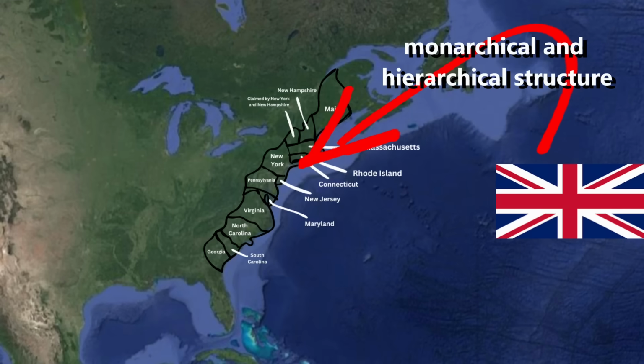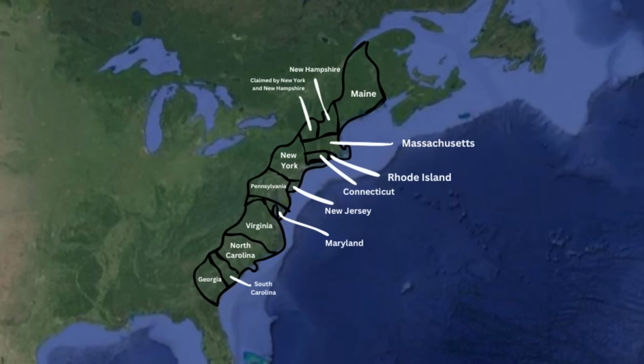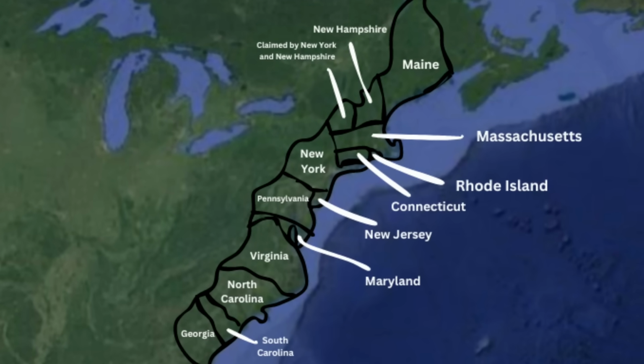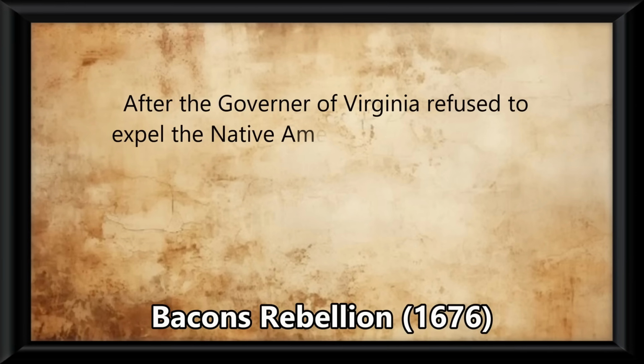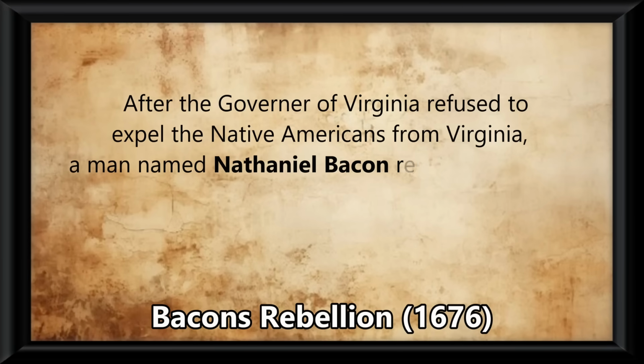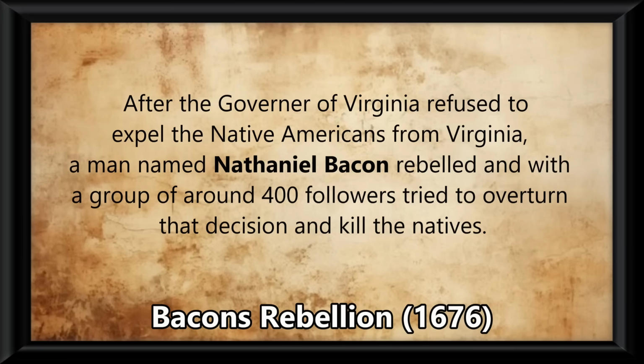the colonies for the point of earning the most wealth, which would inevitably receive pushback from the colonists and the American Indians, with one such example being Bacon's Rebellion, where after the governor of Virginia refused to expel the Native Americans from Virginia, a man named Nathaniel Bacon rebelled and with a group of around 400 followers tried to overturn that decision and kill the natives.